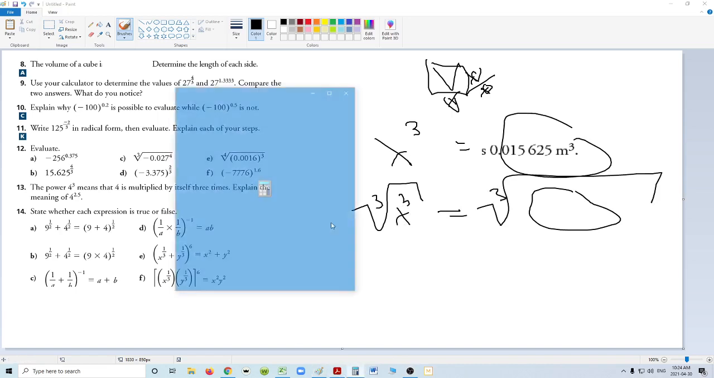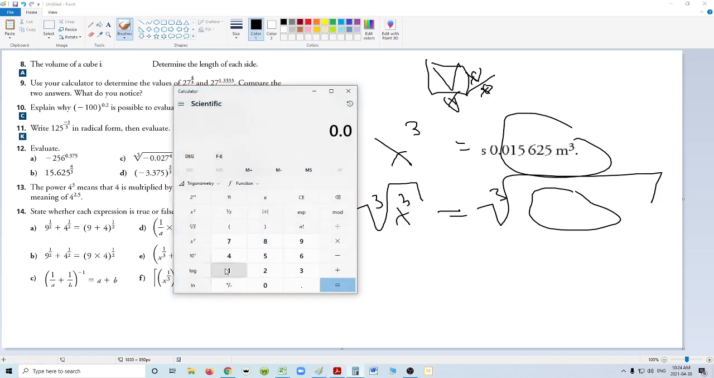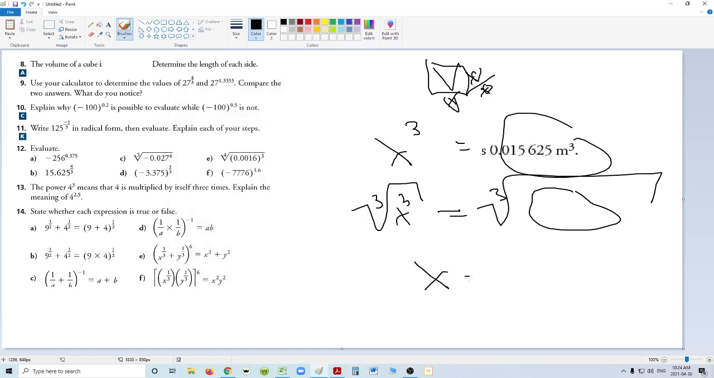So if I take 0.01562, I can either raise it to the exponent of a third, or take the cube root. And I get 0.25. So x is equal to 0.25. Then I have to go back and see if there are units. If there are units, I would say meters.